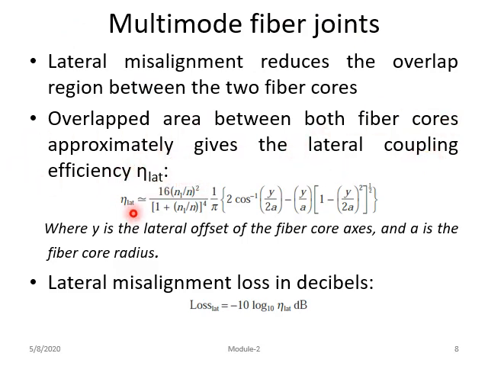So η lateral can be calculated as 16 (n1/n)² divided by (1 + n1/n)⁴, into 1/π, multiplied again with 2 cos⁻¹(y/2a) minus (y/a) times (1 − (y/2a)²)^(1/2), where y is the lateral offset of the fiber core axis and a is the fiber core radius with respect to the optical fiber.